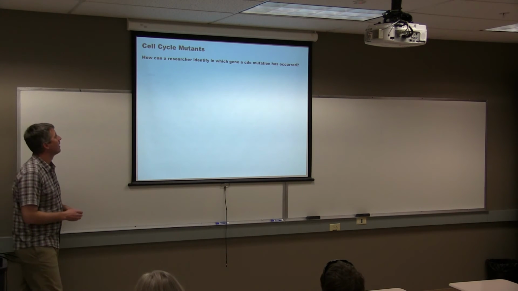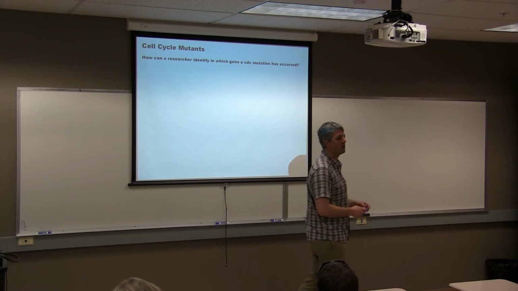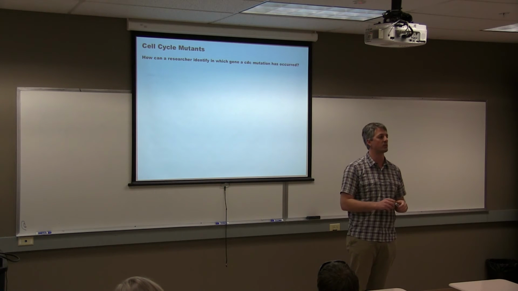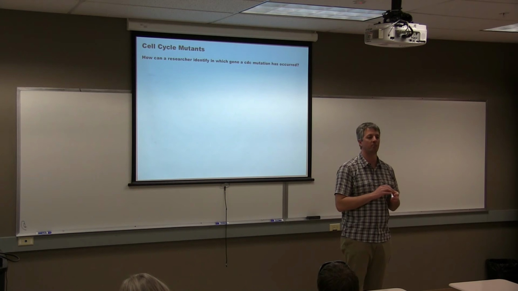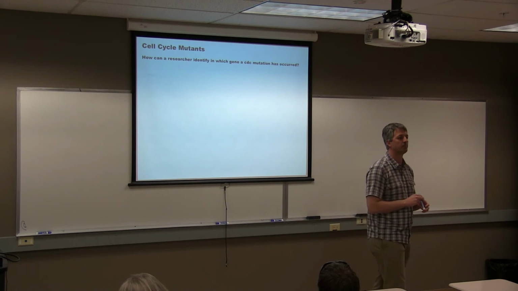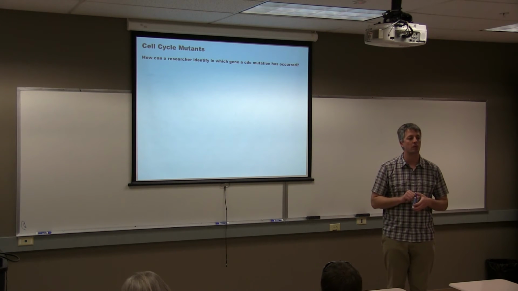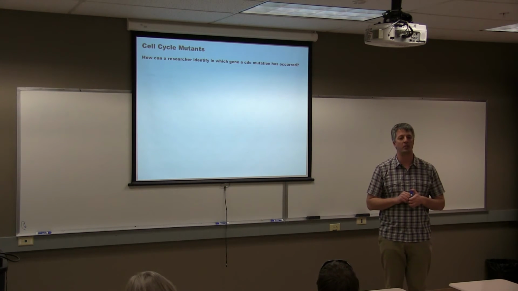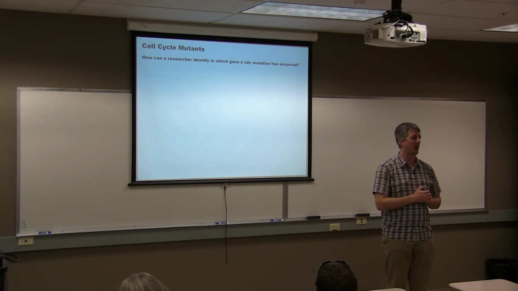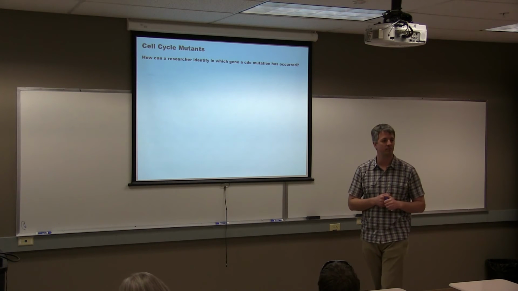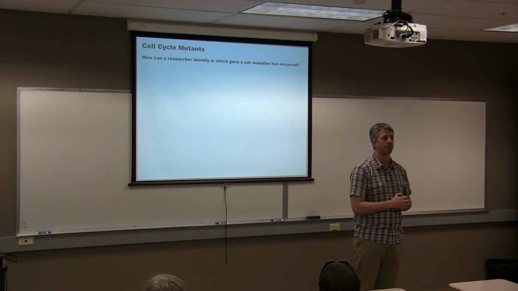All right. How can a researcher identify which gene a CDC mutation has occurred in? How do you get down to what gene I have screwed up? You guys are all working on something similar, I think, in the lab. So when you do normal complementation, when you go from haploid to diploid, you've complemented every gene, right? Is there a specific way that you can complement only one gene at a time?